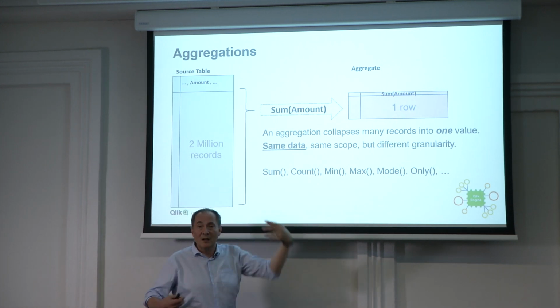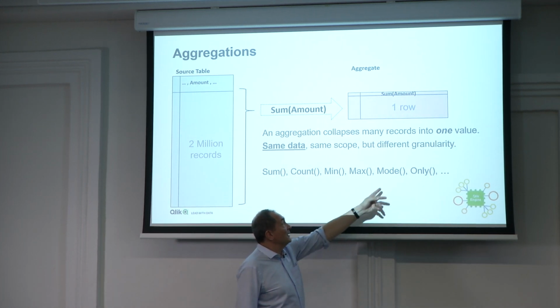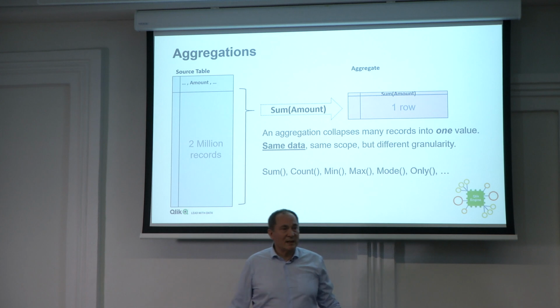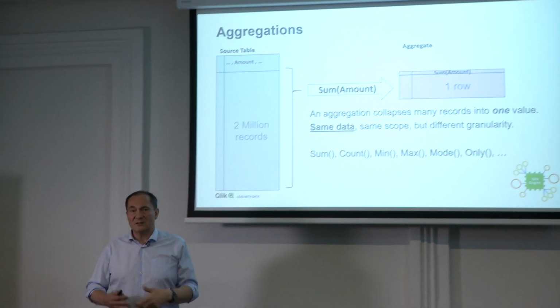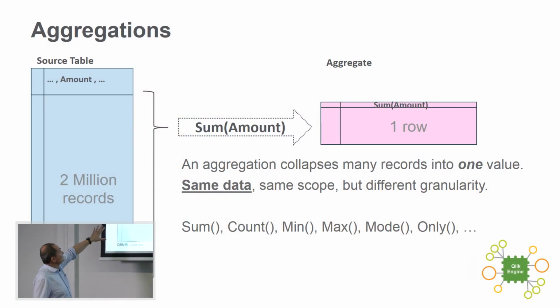It could be the count. Count how many records. Or it could be the min or the max. Find the extreme values. It could be the mode, which is find the most common value. Or even the only, which is a nasty function because it returns the value if there's only one value, and otherwise it returns null. We use it a lot behind the curtain. So anyway, the idea here is to represent many records with one number, or even one value. It could be a string also. So it's not a filter. It's the same data, same scope, just different granularity.